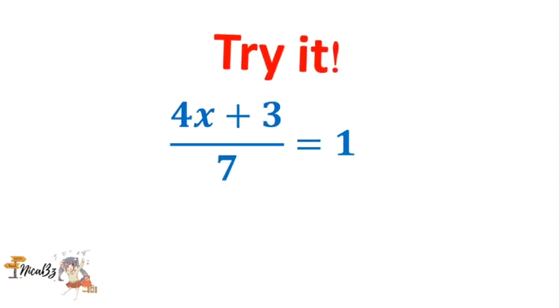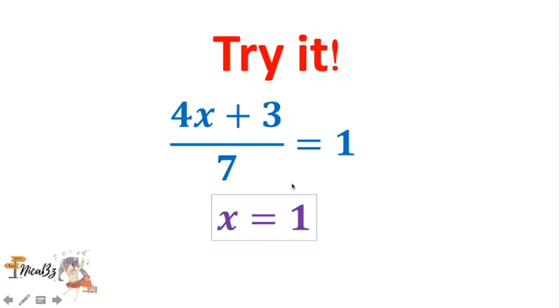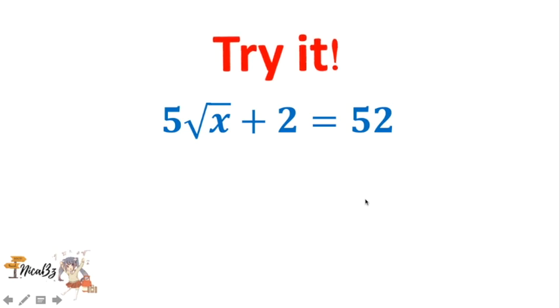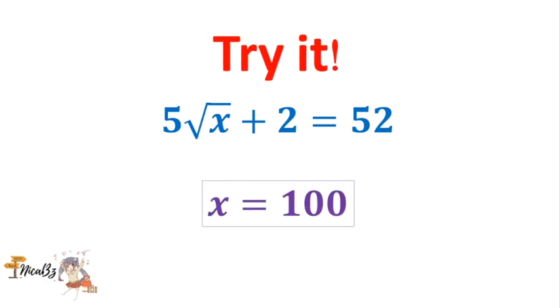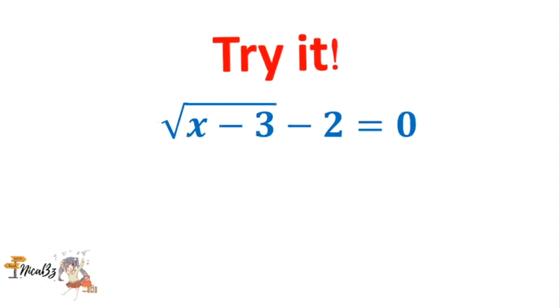4x plus 3 all over 7 is equal to 1. The answer is 1. Alright, let's have a harder question this time. 5 square root of x plus 2 is equal to 52. The answer is 100. Let's have another one. Square root of x minus 3 minus 2 is equal to 0.